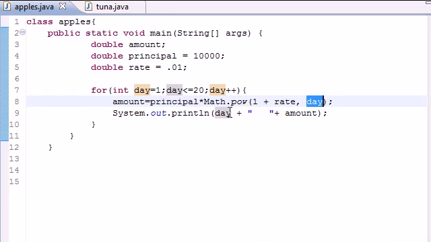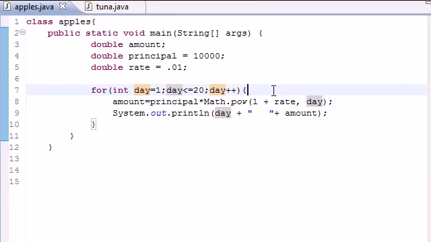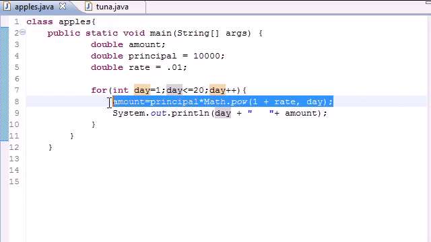And this is where the for loop comes in handy, because this goes 1, 2, 3, 4 all the way to 20. And next, we just output it on the screen. So if you're watching this tutorial, Google what the formula for compound interest is, and you'll be able to follow along easier. It's kind of hard seeing in this unless you're looking at the formula. But that's pretty much how you calculate compound interest.